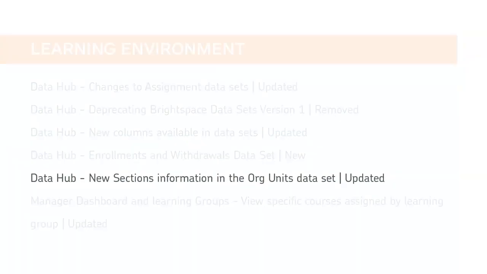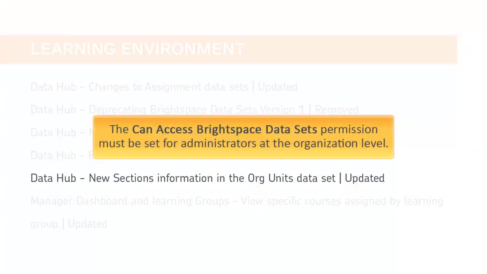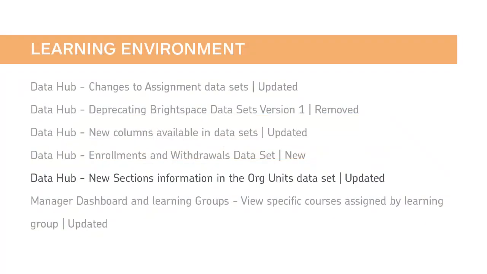The Org Units data set has been updated. You are now able to override the type column in the Org Units data set for groups defined as sections. The Can Access Brightspace Datasets permission must be set for administrators at the organization level.